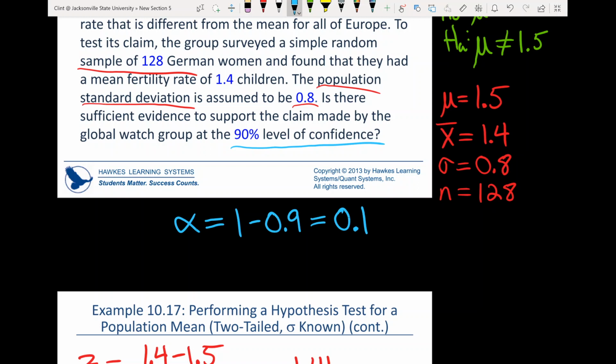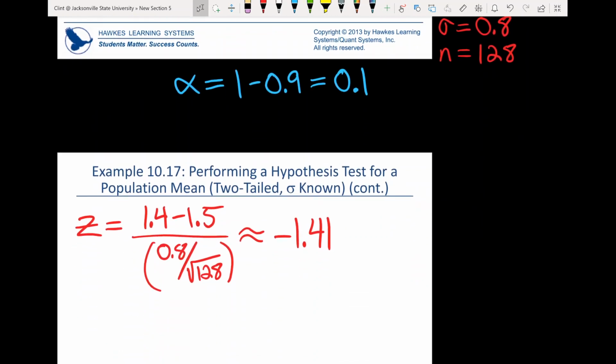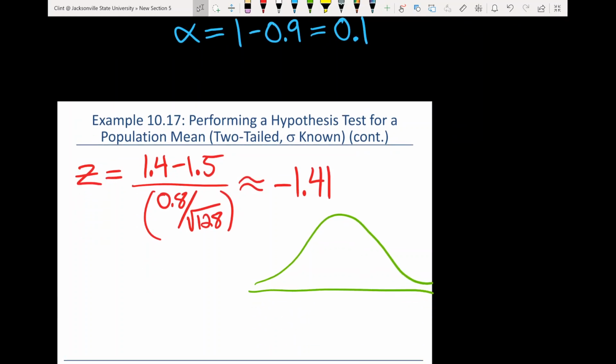Okay, the only other thing we need is our p-value. To get our p-value, this one we have to think a little bit harder on because it's two-tailed, so that's the situation where it's a little bit trickier. So our test statistic is negative 1.41. But since this is two-tailed, we don't only care about the area associated with negative 1.41, we also care about the area that goes with positive 1.41. We want the area in both of these tails.